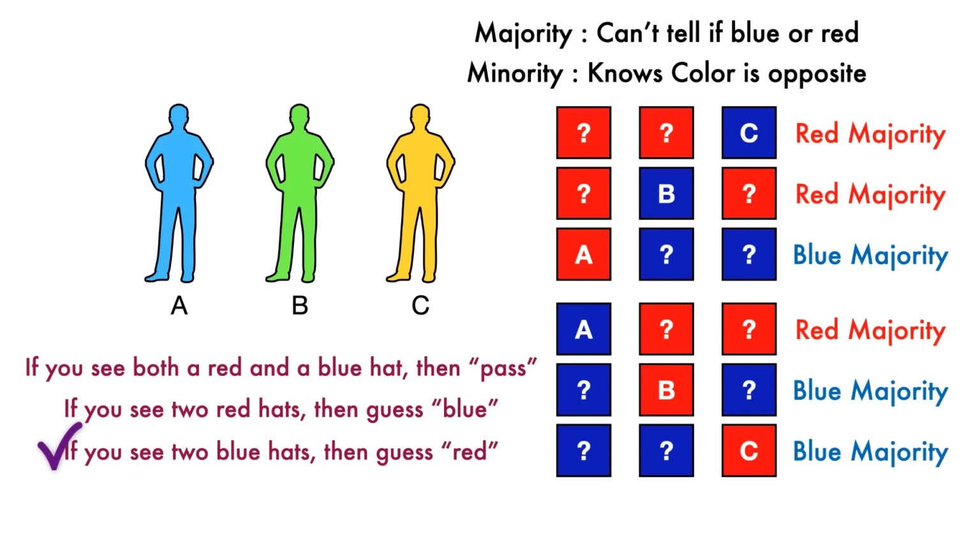This strategy wins in all 6 cases with at least one hat of each color. It only loses in the 2 cases of all red or all blue, in which all players guess incorrectly. Here is how players would guess.